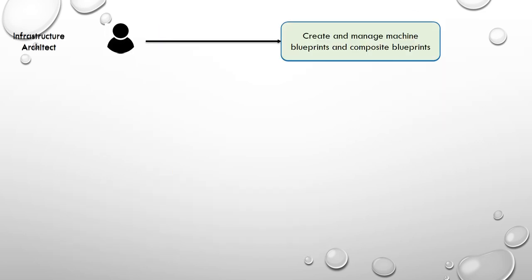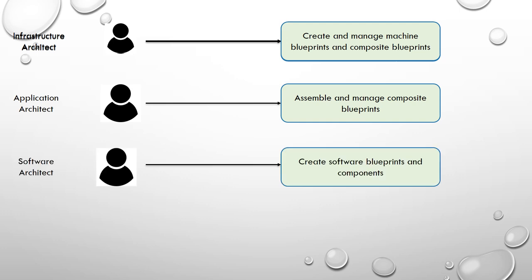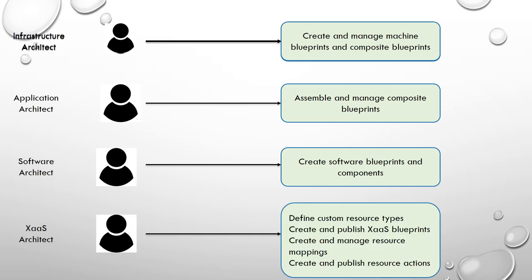First up, we have the infrastructure architect who is responsible for creating and managing machine blueprints as well as composite blueprints. Next up, we have the application architects who are responsible for assembling and managing composite blueprints. The software architects are responsible for creating application or software blueprints and components. The final type of architects that we have are the XaaS architects that are responsible for using VRA's automation extensibility features to create and define custom resources, actions, and services.